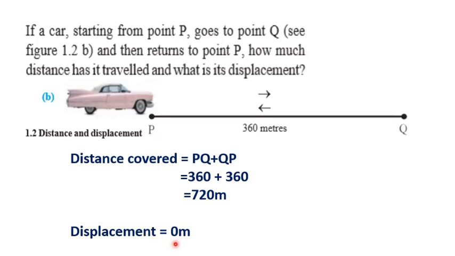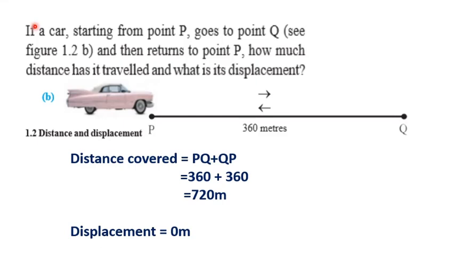Now for instance, the car would have stopped at point Q. If it had stopped at Q from P, then what will be the distance and what will be the displacement, children? The distance will be 360 meters and our displacement will also be 360 meters because the car reached its final point. But in this case, the car is again coming back to the initial point. So the displacement becomes 0 meters. I hope you all have understood the difference between distance and displacement now.